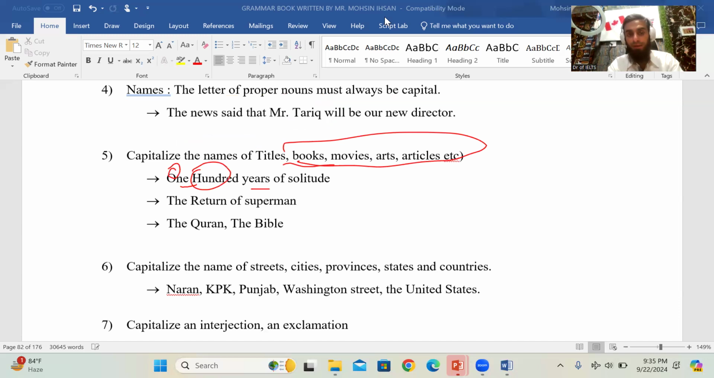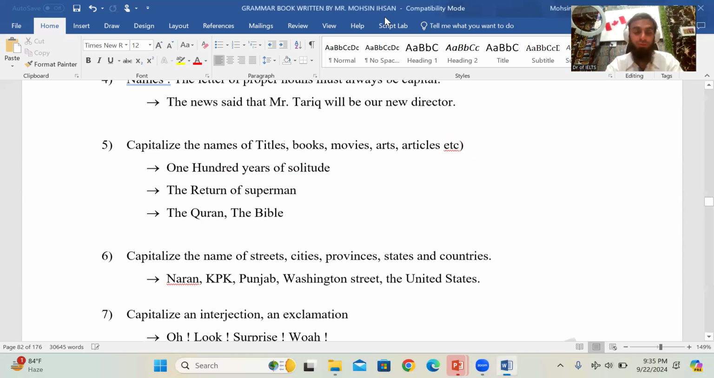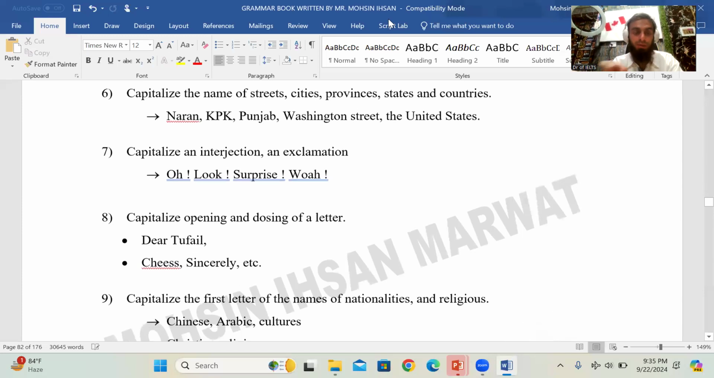100 Years of Solitude, this S is also capital. This is a book name, right? The Return of Superman, this is also capital, right? And then sacred books: the Quran, the Bible, the Injil, the Hindu book, I just forgot the name. For these books, you have to also write with a capital. And then capitalize the names of the streets, the cities, the provinces, and countries. Naran, KPK, Punjab, Washington Street, the United States.